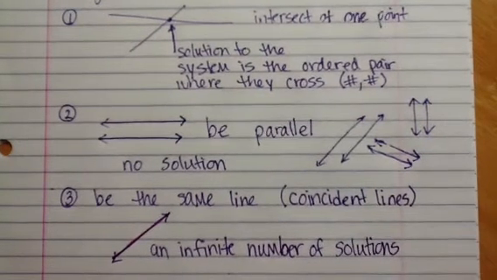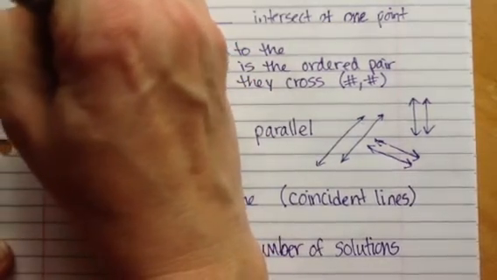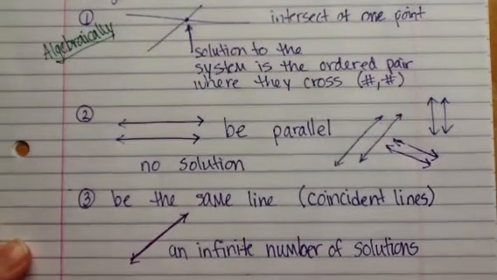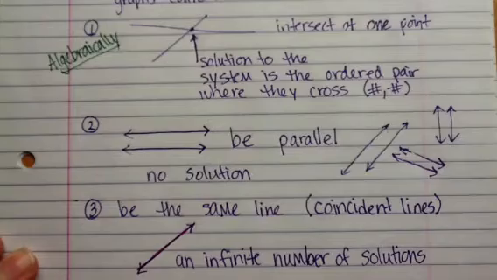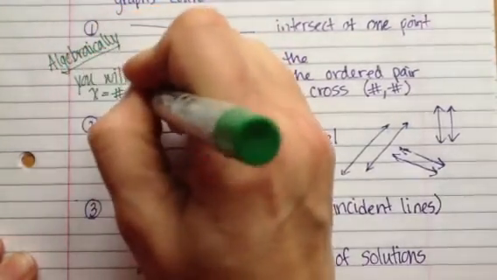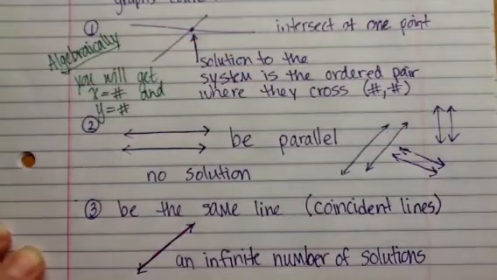Now that's what happens graphically, but we also need to talk about what happens algebraically when we solve these, so that we'll know what type of system we have as we're solving. Algebraically, if you have two lines that intersect at one point, when you solve, you are going to get that x equals a number and you're going to get that y equals a number. And you'll put those into ordered pairs.